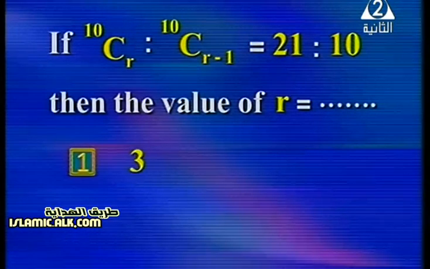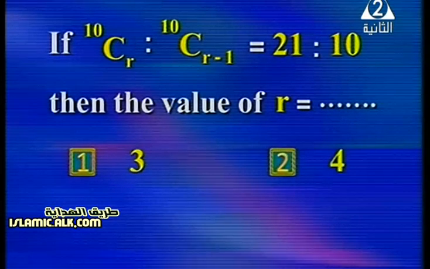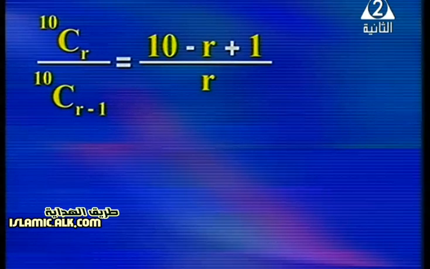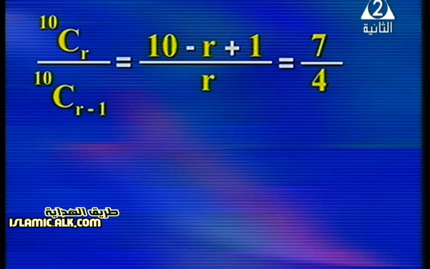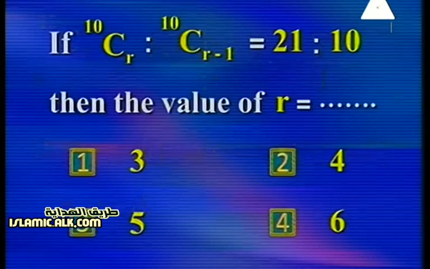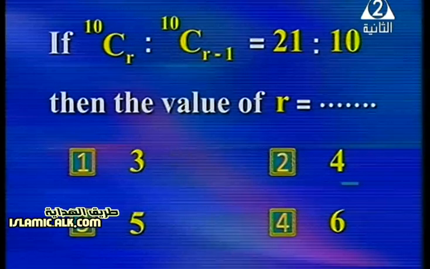Remember, dear student, the options: first 3, second 4, third 5, number 4, 6. Remember, dear student, 10Cr over 10C(r minus 1) equals, what is the rule? (10 minus r plus 1) over r. Then (10 minus r plus 1) over r equals 7 over 4 in simplest form. By using cross multiplication, find the value of r equals 4. Then the correct answer is r equals 4.